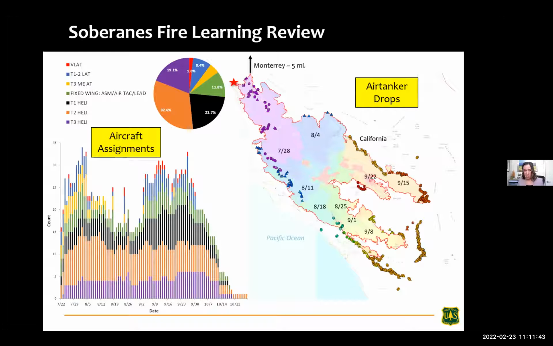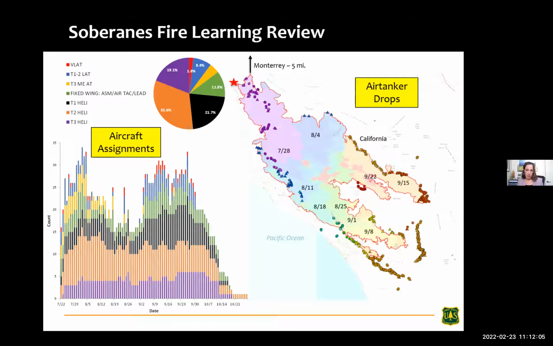So costs were a reason how this aviation use summary came to be. It started with the Soberanes Fire learning review. I'm going to show you several slides that are pretty busy. Don't worry too much about the details. I'll just tell you what is important, relevant to what I'm talking about.